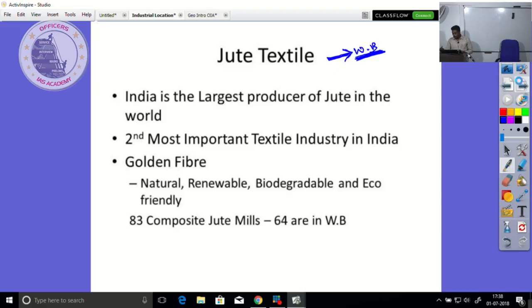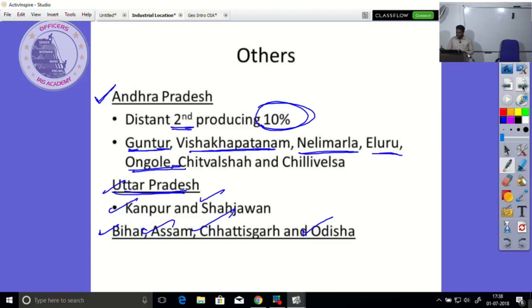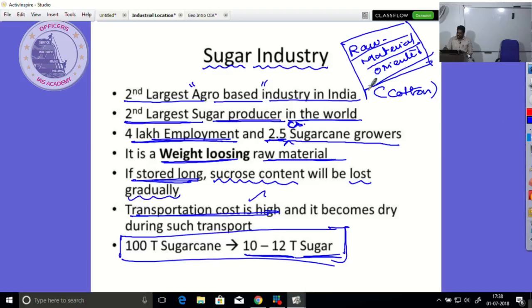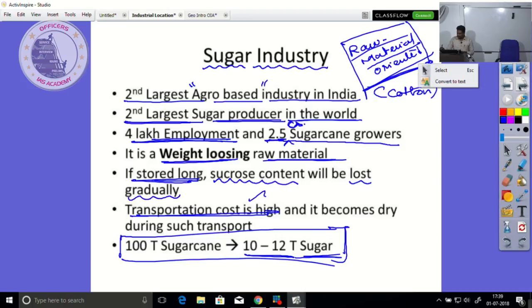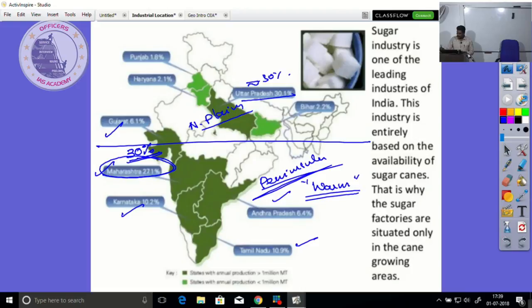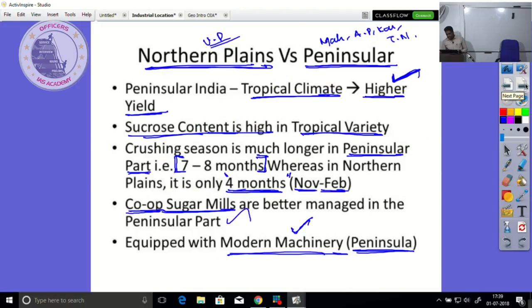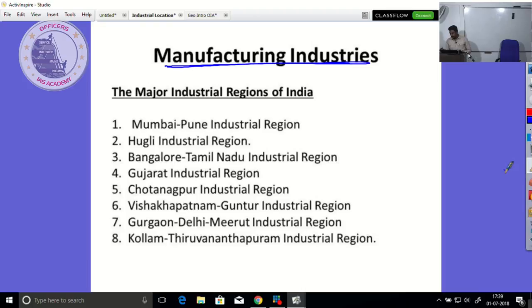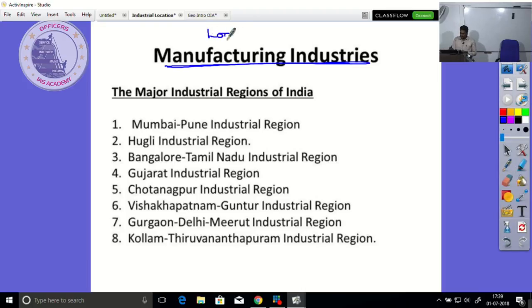And finally, we also talked about the location of sugarcane industries, and we have concluded that the sugarcane industry is primarily a raw material oriented industry for the simple reason of the perishable nature of sugarcane. Now, these are some of the agro-based industries we are interested in, which we have seen. And with that, we'll also see some of the manufacturing industries, sir. The locational aspect of manufacturing industries.